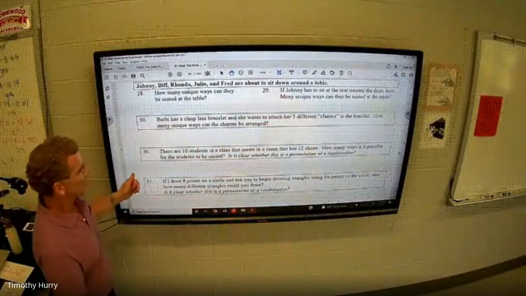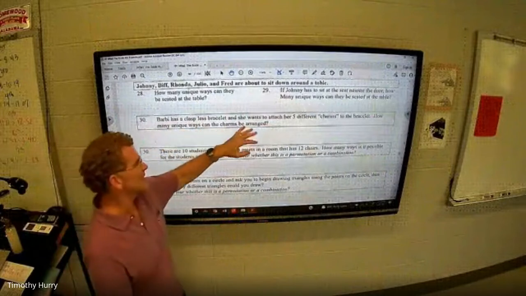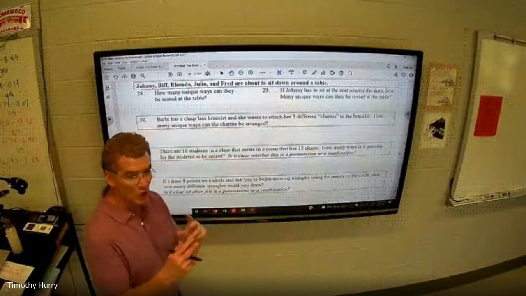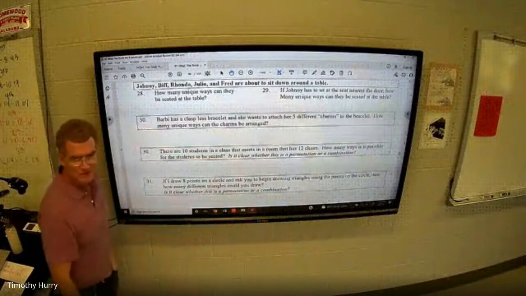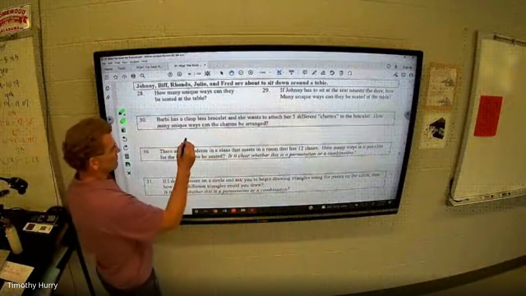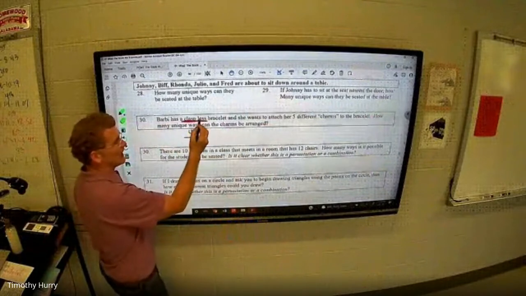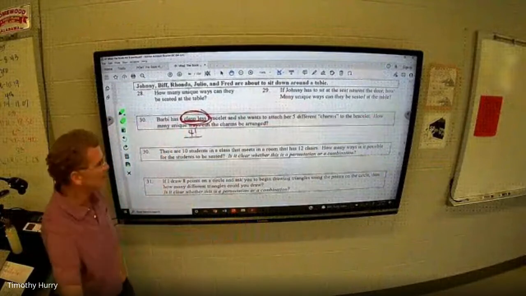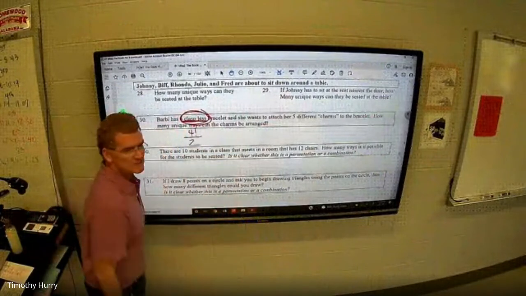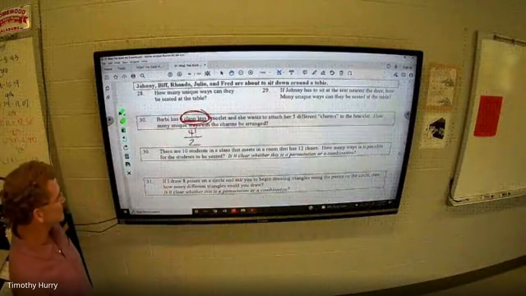All right, what about Barbie has a claspless bracelet, and she wants to attach her 5 different charms to the bracelet. How many unique ways can they be arranged? 4 factorial, because there's nothing circular about it. I mean, I'm sorry, it's definitely circular. There's no clasp, so there's nothing impeding that, but it's also flippable. So it ends up being 12 different ways, but we don't care. 4 factorial over 2.